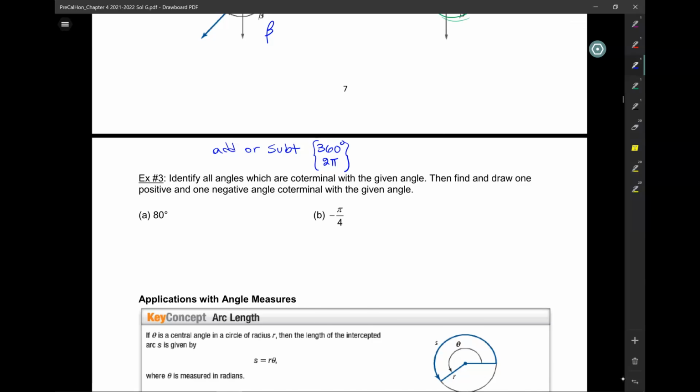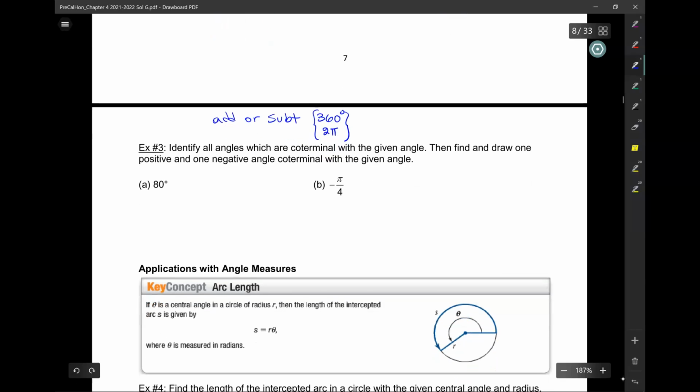All right. So here it says, first, identify all angles which are coterminal with the given angle. Then find one positive and one negative. Okay. So to find all coterminal angles, I start with my angle 80.